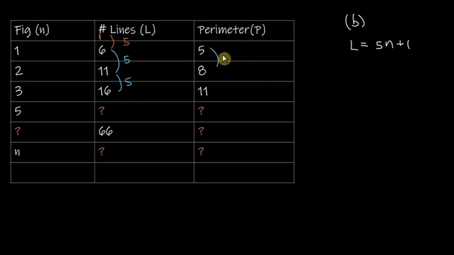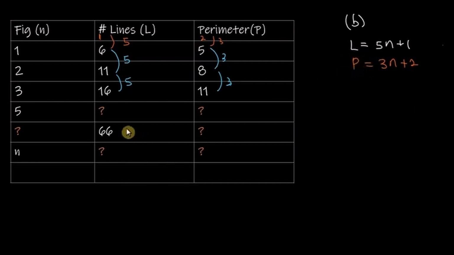I could do similarly for the perimeter. The perimeter is increasing by 3 in the first instance. 8 plus 3 is equal to 11. So it's also going up by 3. And if I were to step back by 3, then I would get 2 here. I mean, we can do this many different ways. I'm just making the point that I've found this to be faster and it gives the same answer. So I could write P, for the perimeter, is equal to 3n plus 2. So I have two equations describing the lines and the perimeter.